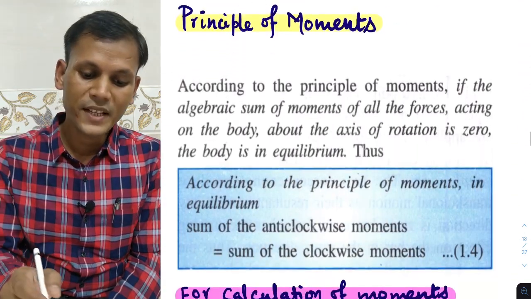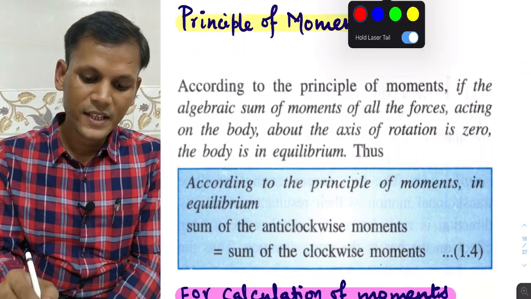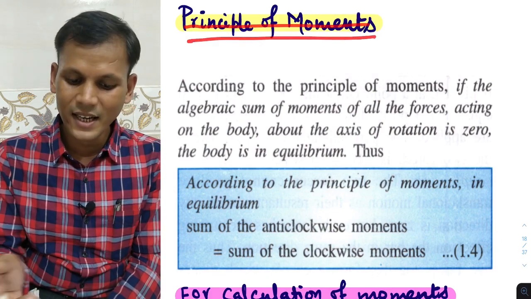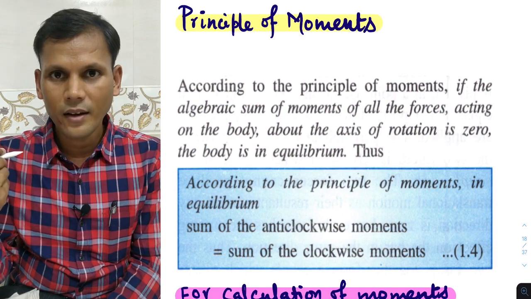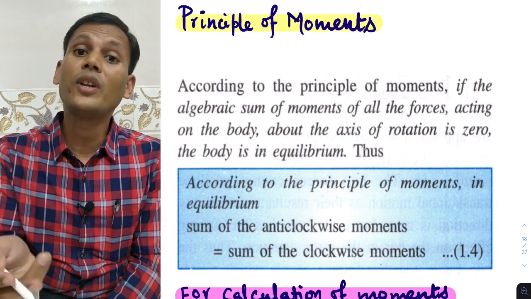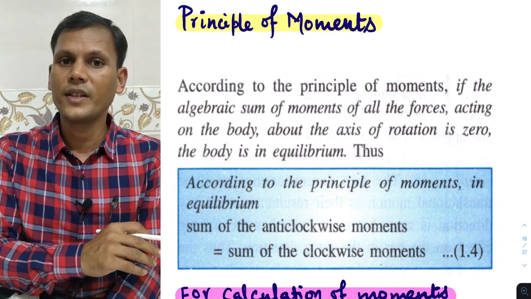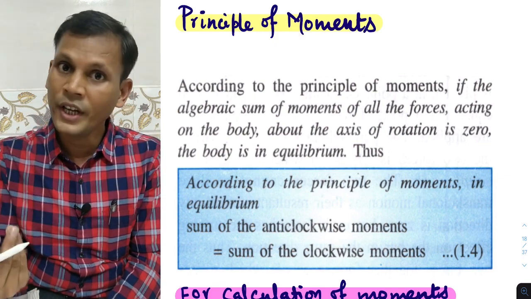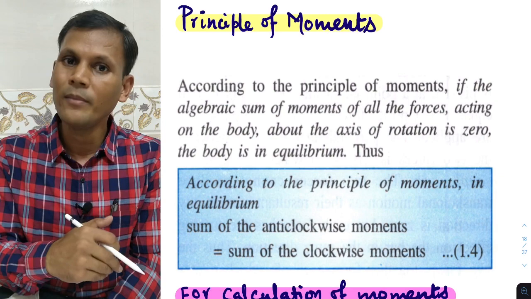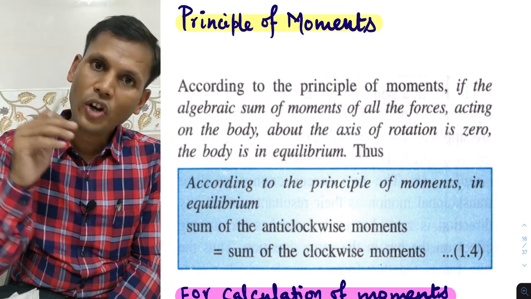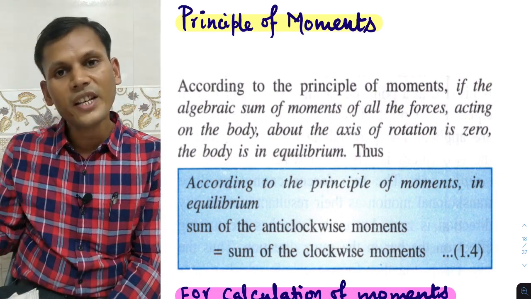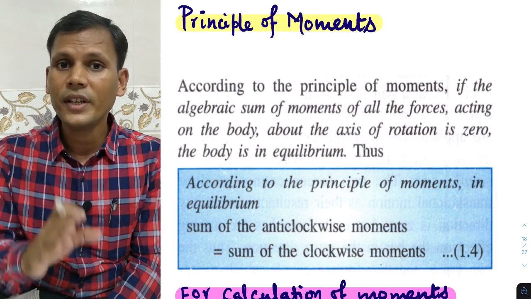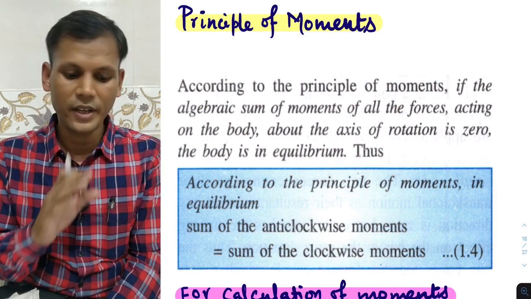Next term is principle of moments. What is the principle of moments? As I told, clockwise moment must be equal to anti-clockwise moment. If any number of forces are acting on a body and the body is at equilibrium, and in that case clockwise moment is equal to anti-clockwise moment, then we will say that the body is in equilibrium.